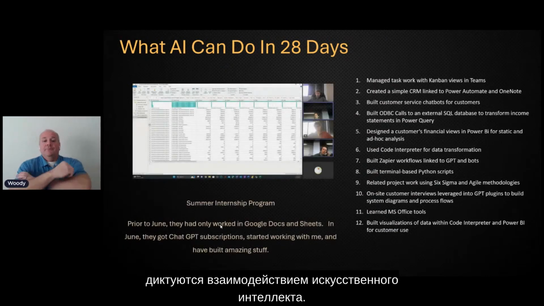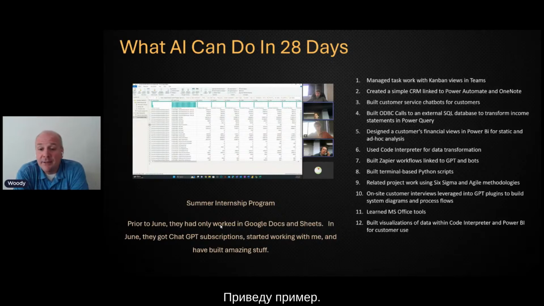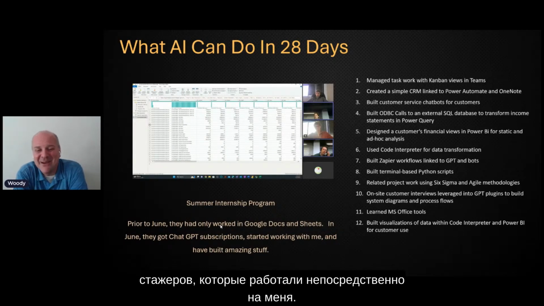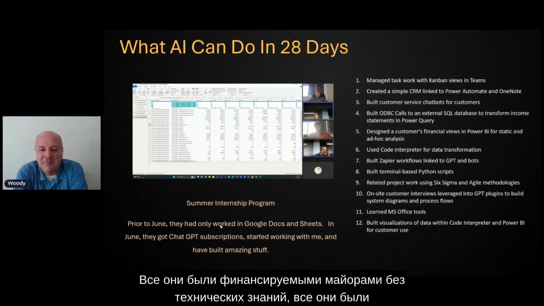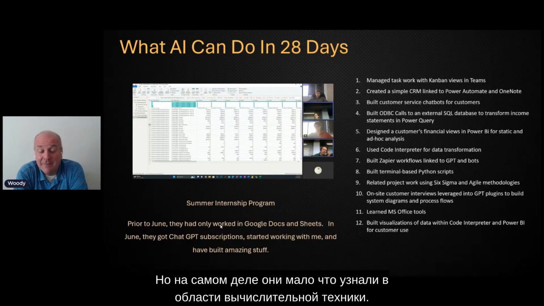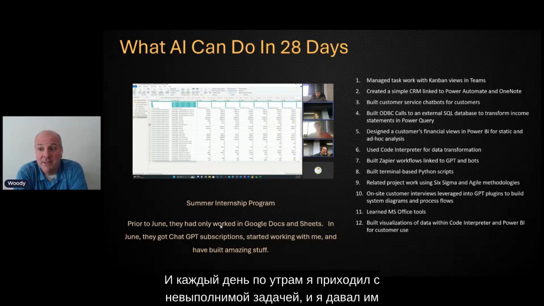Let me give you an example. This summer, and those are 4 of my 5 guys, I had 5 interns that worked directly for me. They were all finance majors with no technical backgrounds. They were all hockey players. We did build a chatbot around hockey so they could learn some of these things, but they hadn't really learned much in computing. What I would do every day in the morning is show up with an impossible task. And I gave them each subscriptions to ChatGPT to go in and start trying to figure out what to do.